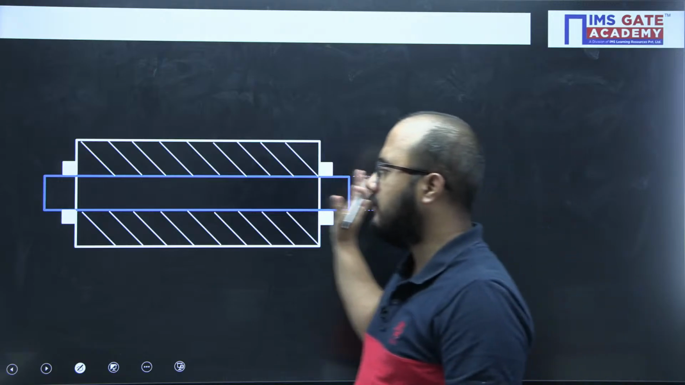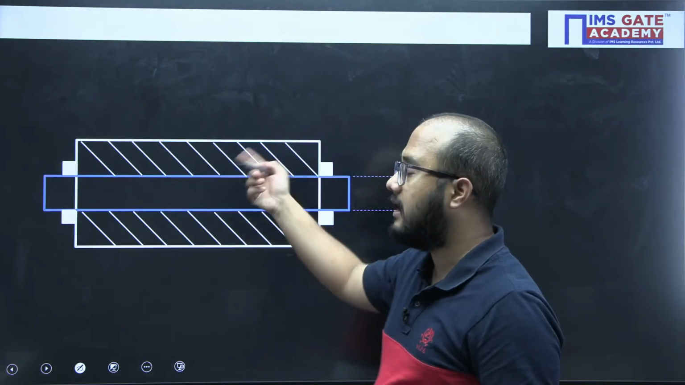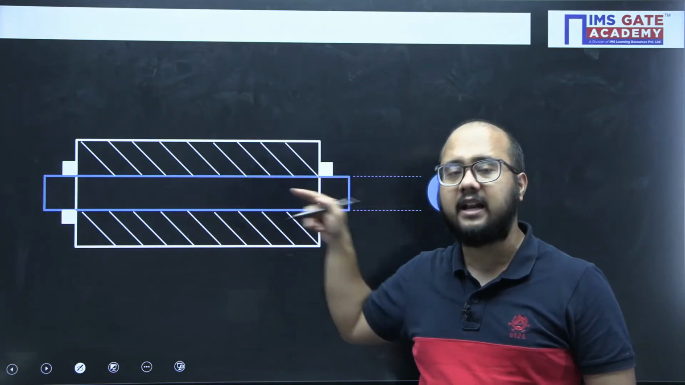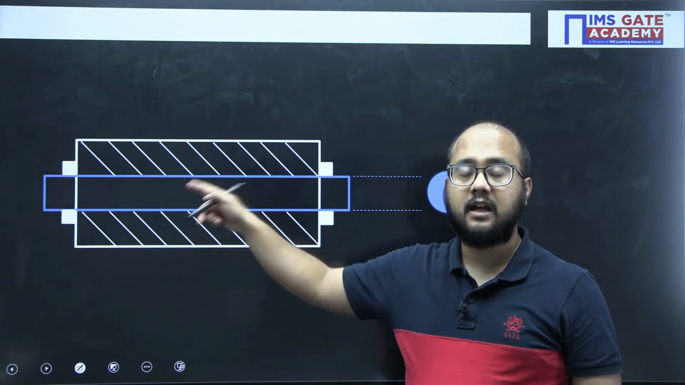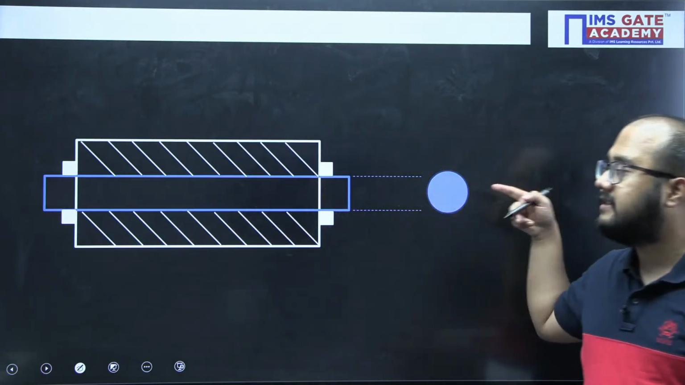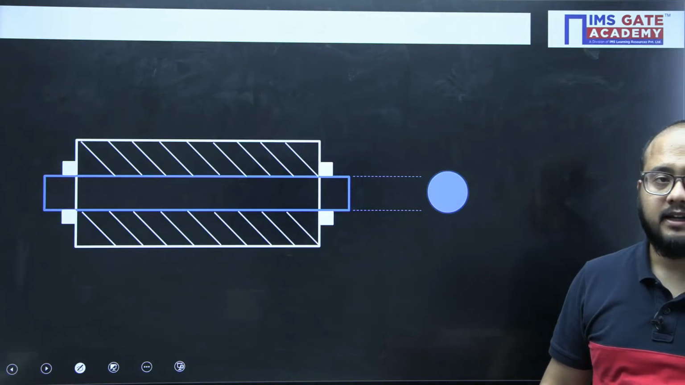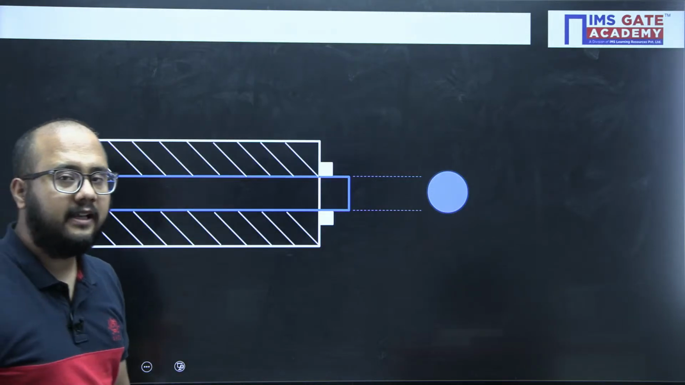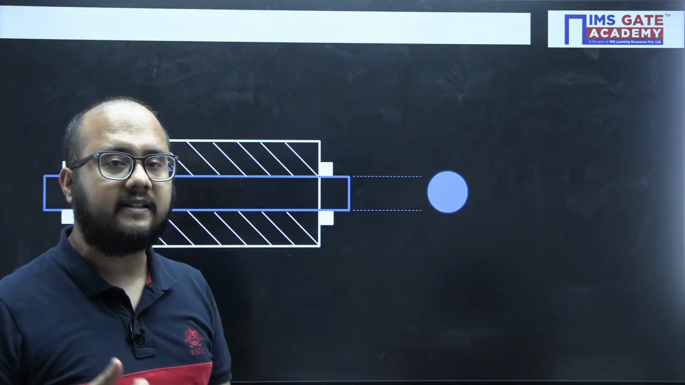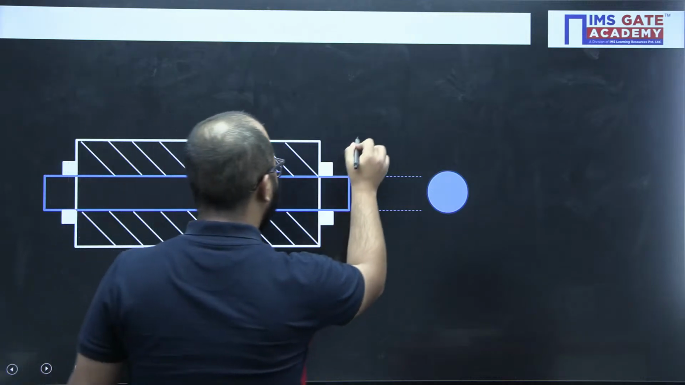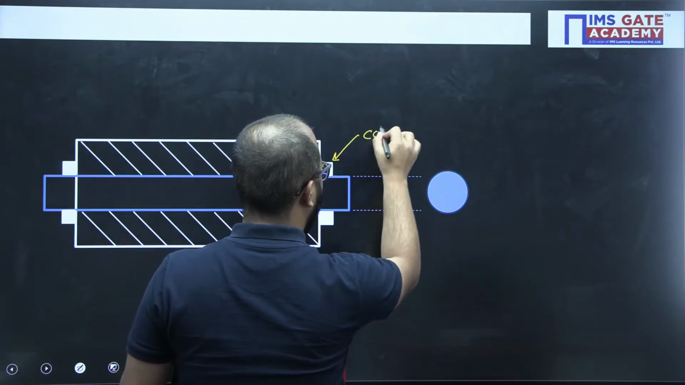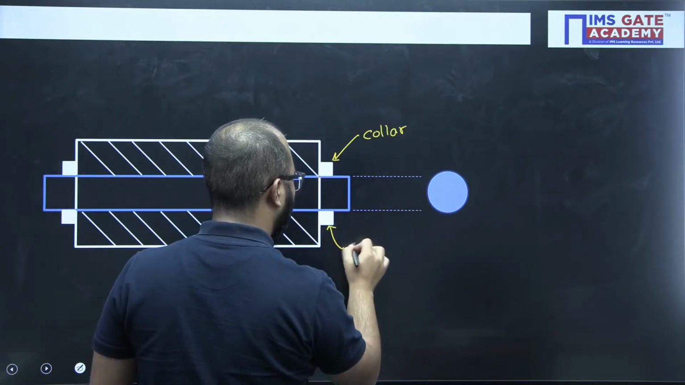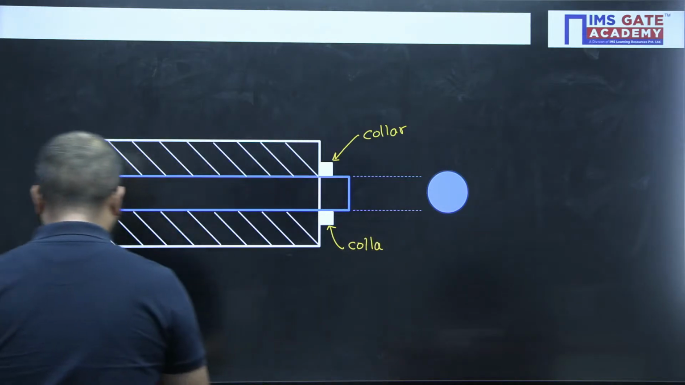Now this is a rectangular block in which a circular hole is there. So I have inserted a circular rod or circular bar here. Clear? Now what kind of motion can it have? I know many people will say, sir, sliding is also possible in this case apart from rotation. But please understand, these are the collars provided here. This is the collar. And what is the purpose of this collar?